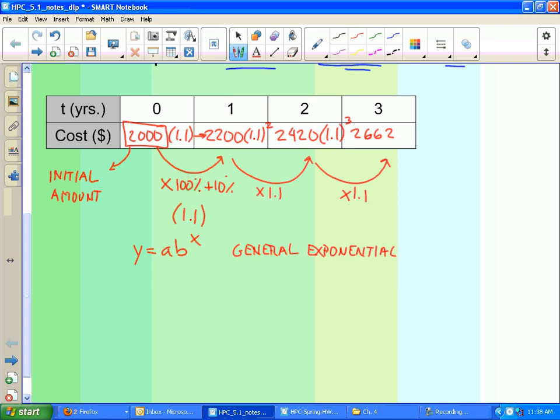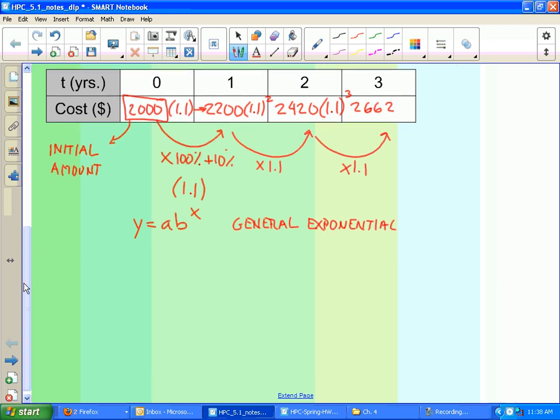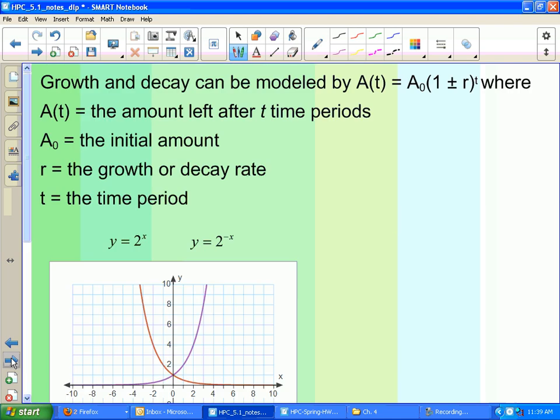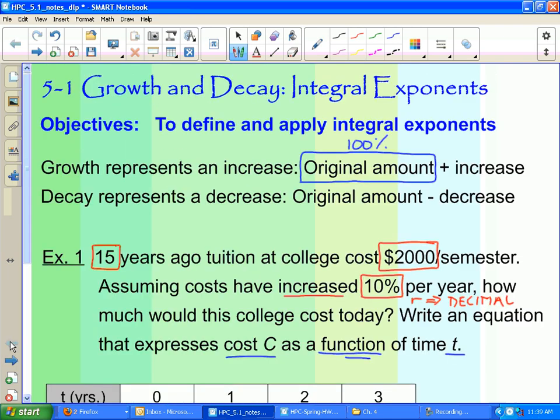And this is what we started with in algebra 2, something like this. In identifying all of the parts, we've got y, which is known as our final amount. We have a, which is your initial amount. Probably have this on the next slide. Hang on. Yeah, I got it.